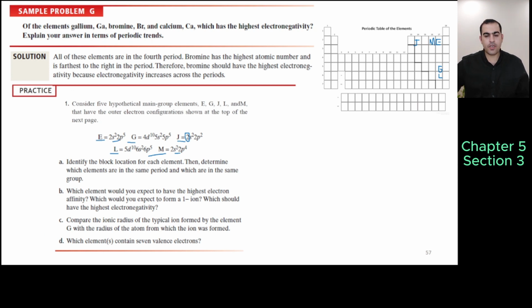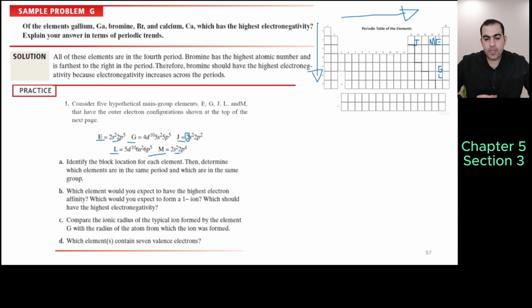Which element would you expect to have the highest electron affinity? Electron affinity across a period increases, down the group decreases. Why? As we go from left to right, electron affinity increases. Okay, E, J, L, we say they have high electron affinity, but which one, E, G, or L, has the highest electron affinity? E. Why? Because as we move down the group, electron affinity decreases. So E has the highest electron affinity.